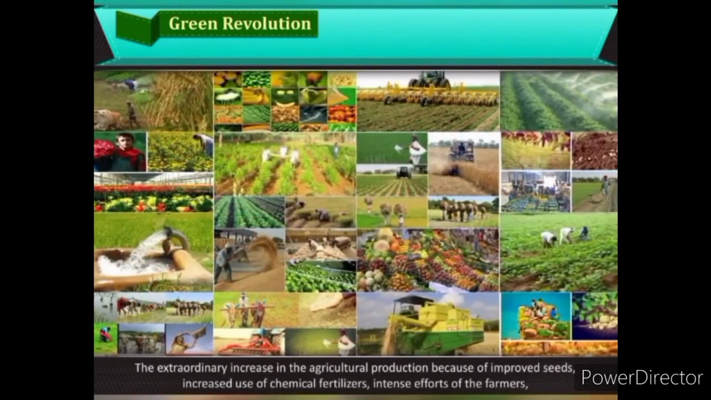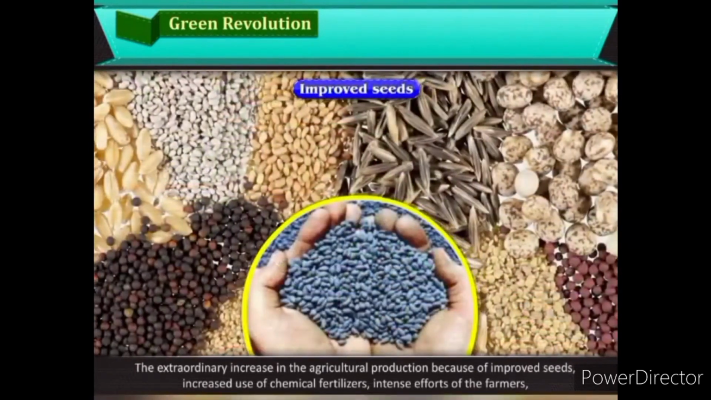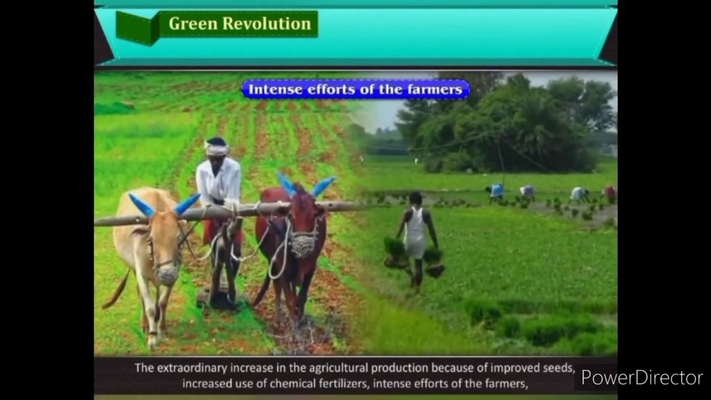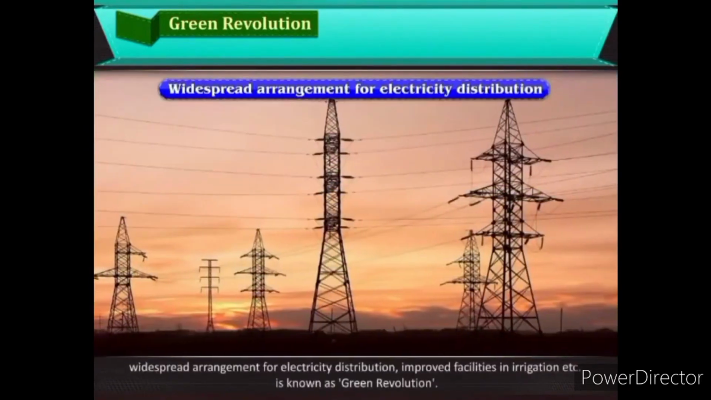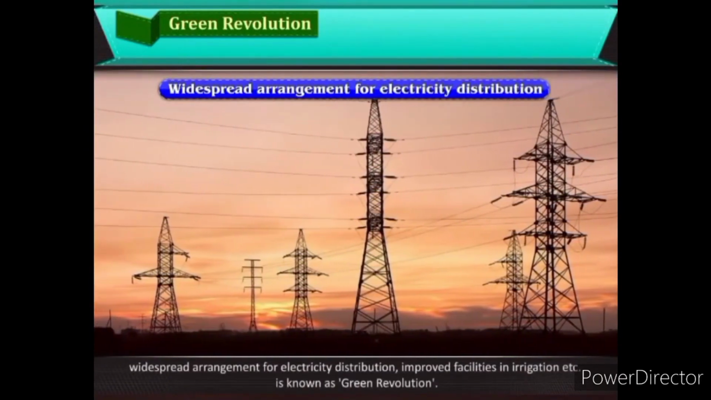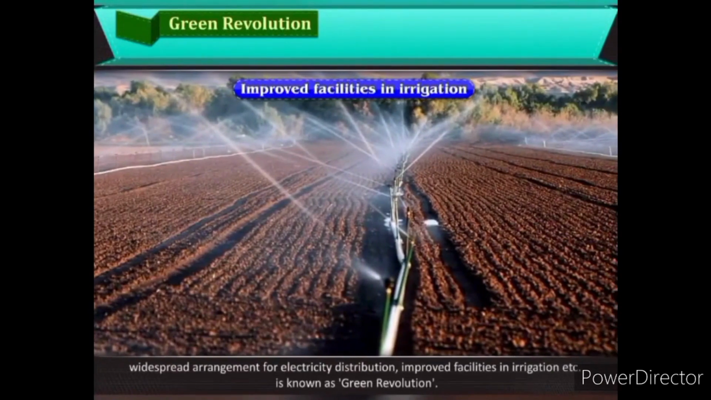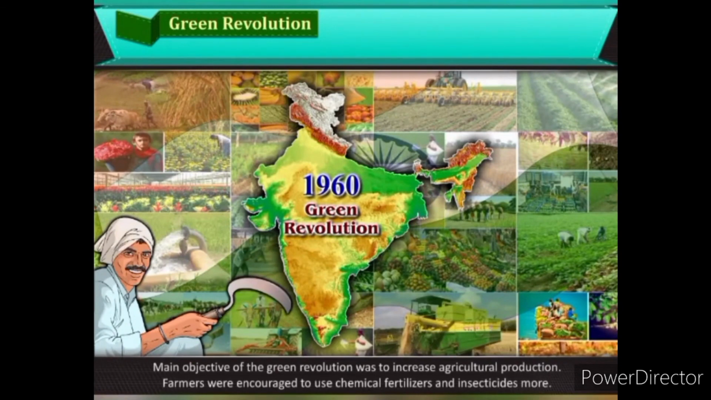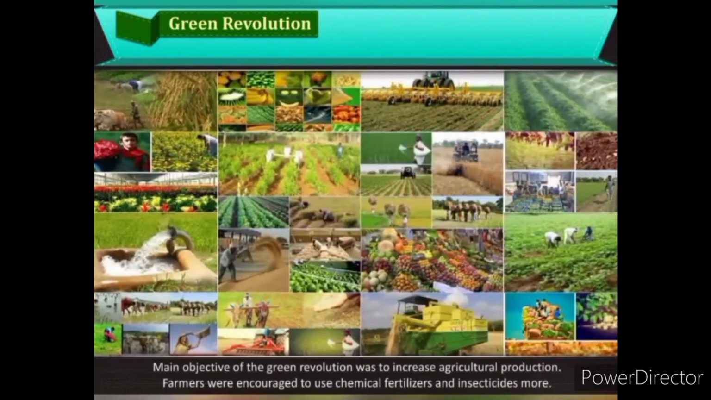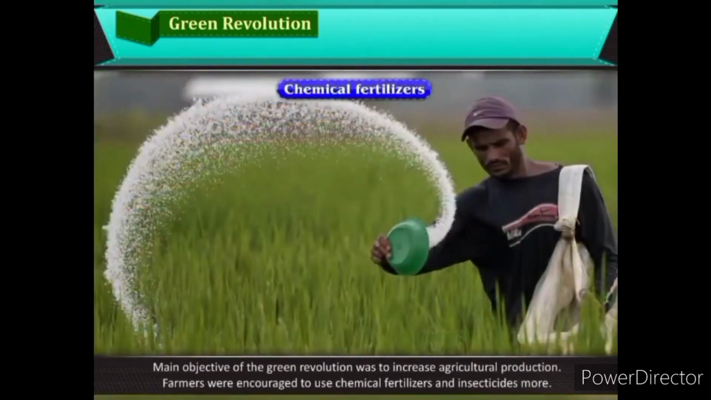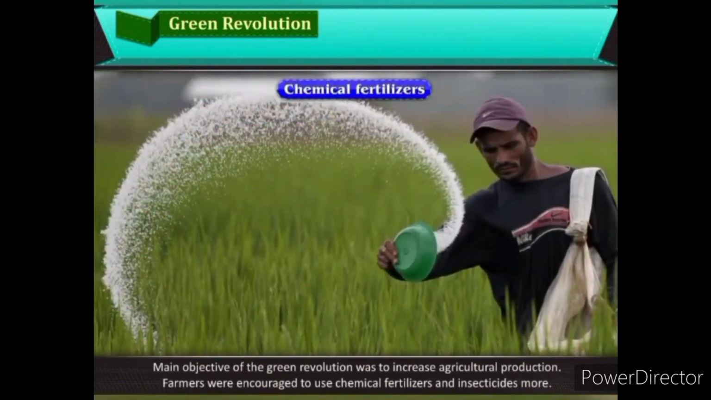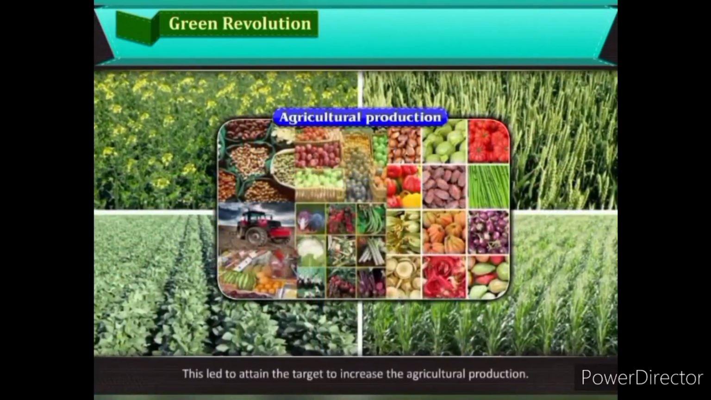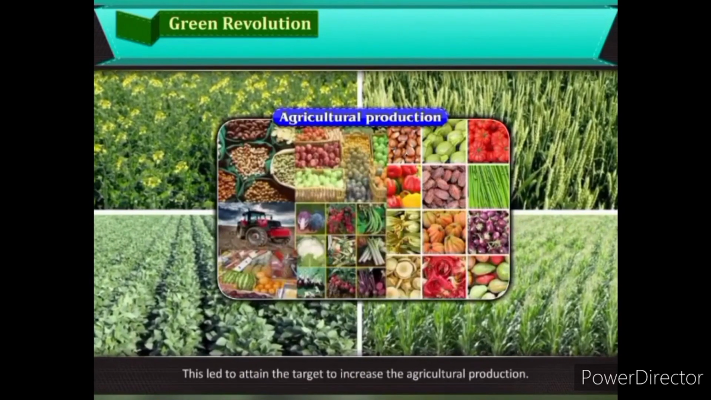The extraordinary increase in agricultural production because of improved seeds, increased use of chemical fertilizers, intense efforts of the farmers, widespread arrangement for electricity distribution, improved facilities in irrigation, etc., is known as the Green Revolution. The main objective of the Green Revolution was to increase agricultural production. Farmers were encouraged to use chemical fertilizers and insecticides more. This led to attaining the target to increase agricultural production.